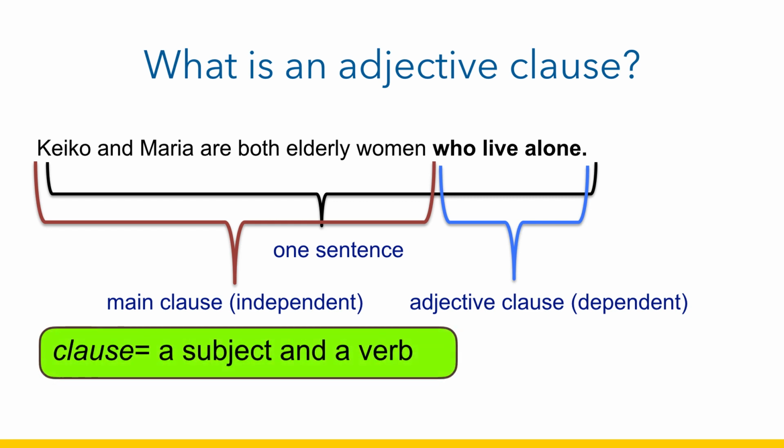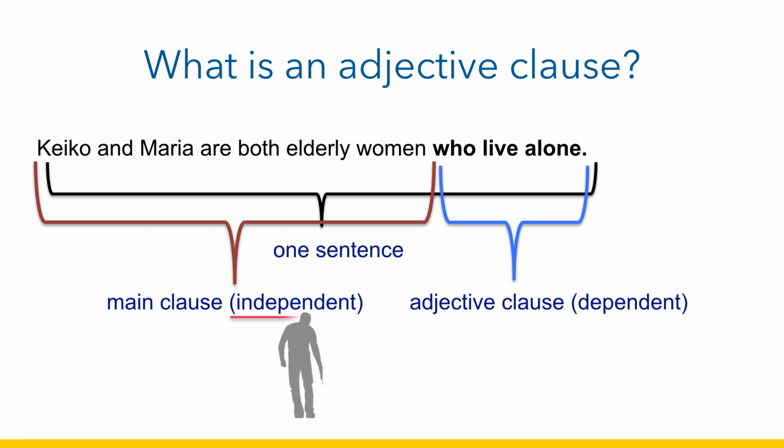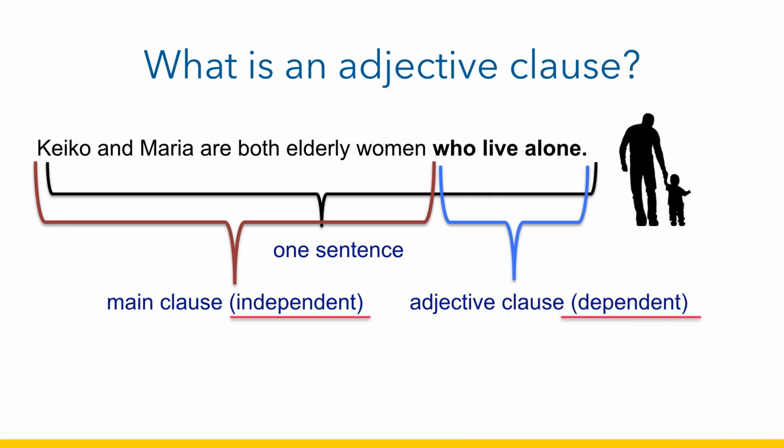Remember, a clause is a subject and a verb. Sometimes a clause is independent. That means it can be alone. Sometimes it's dependent, which means it cannot be alone. Adjective clauses are always dependent. That means they always need another clause to be a complete sentence. Together, these two clauses form a complex sentence with an adjective clause.